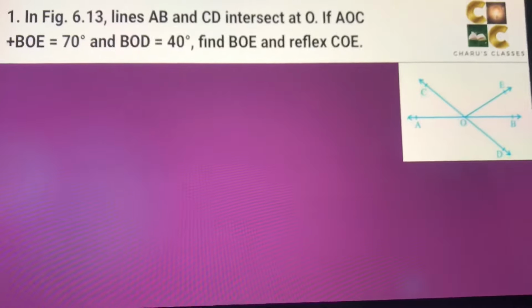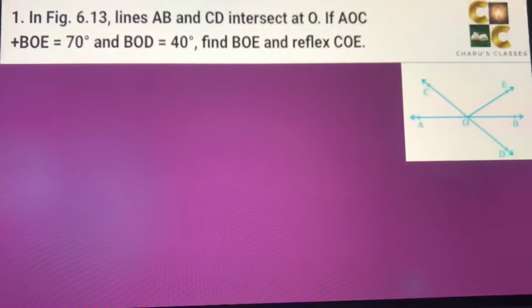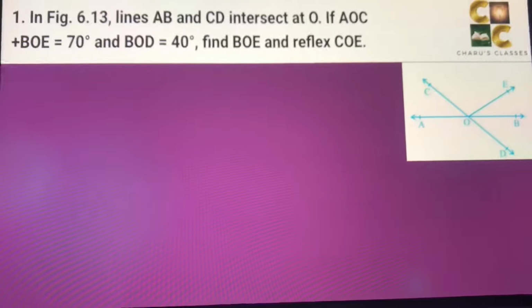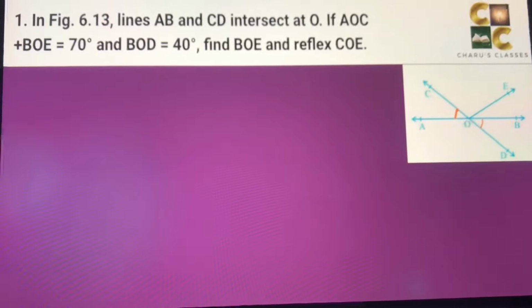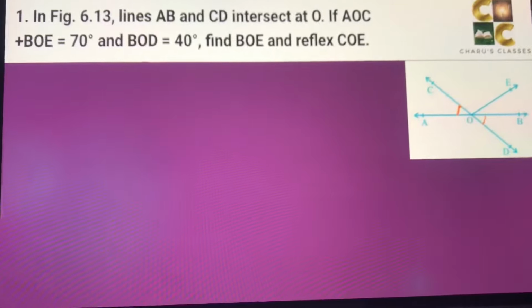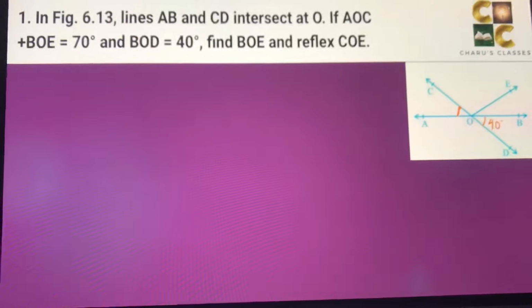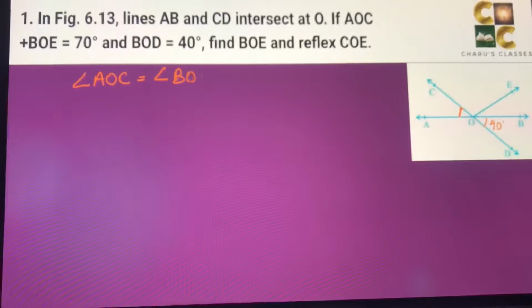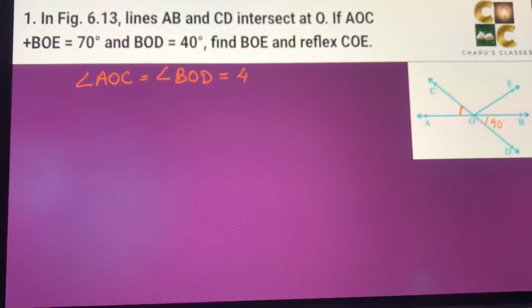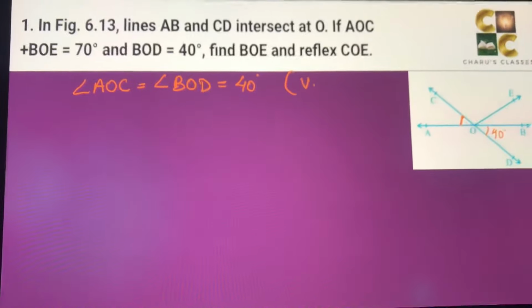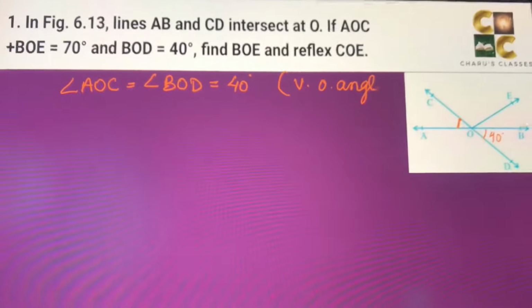So if we talk of the lines AB and CD, and they are intersecting at O, angle AOC and angle BOD should be equal because they are vertically opposite angles. So I can write angle AOC is equal to angle BOD, which is equal to 40 degrees, because they are vertically opposite angles.